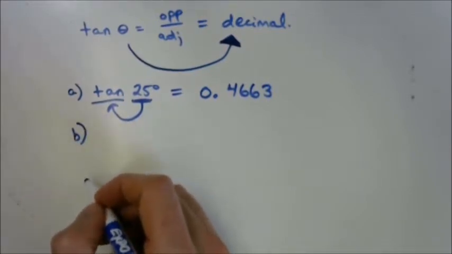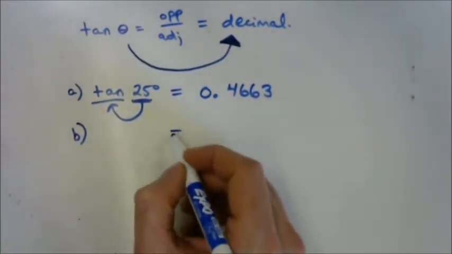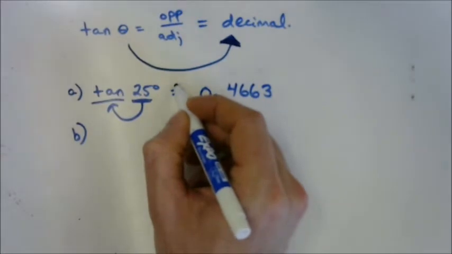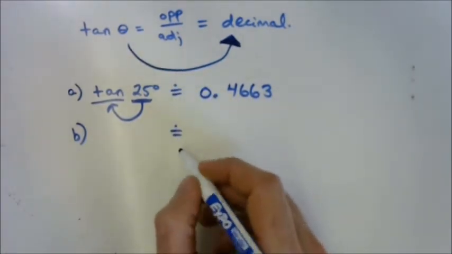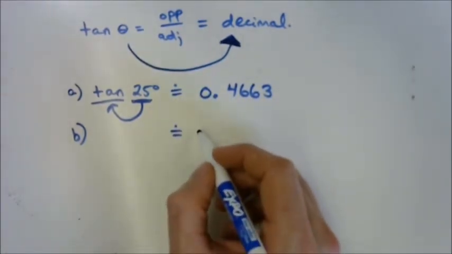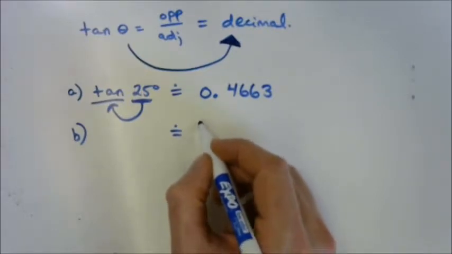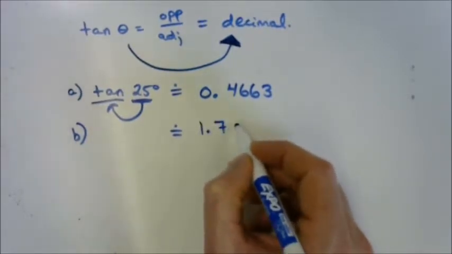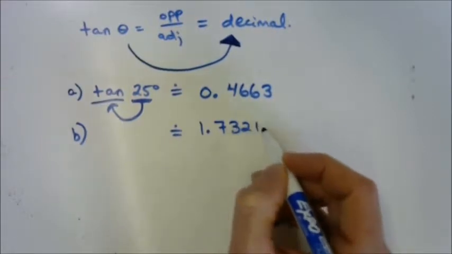Go ahead and do B, tangent of 60. And remember, these are approximate answers. Try that in your calculator. The tangent of 60 degrees should come out with 1.7321.